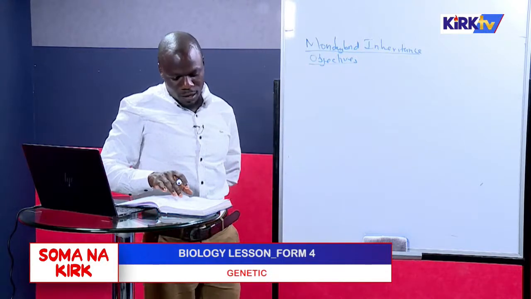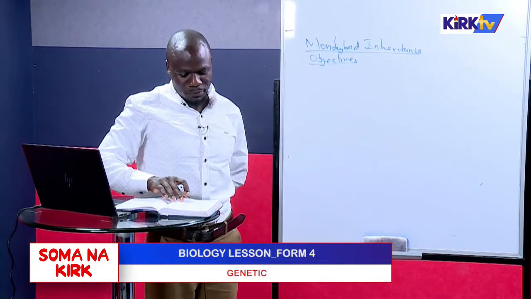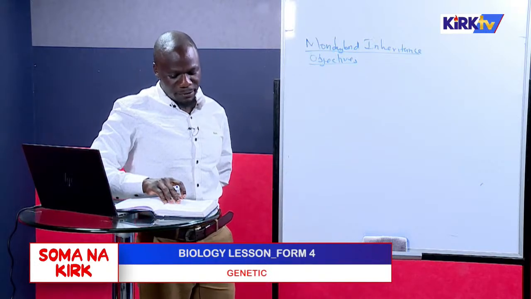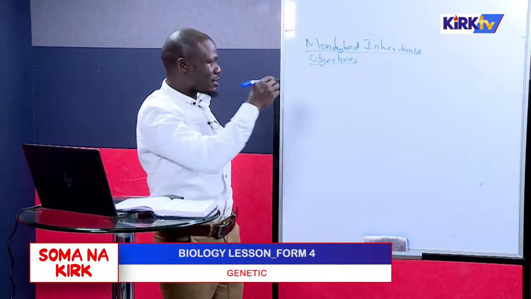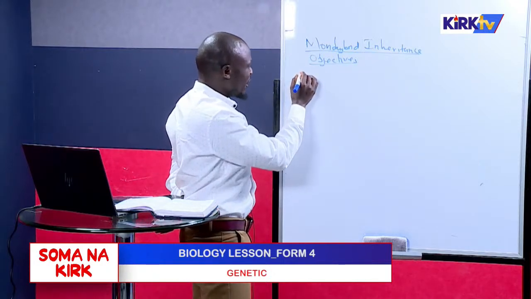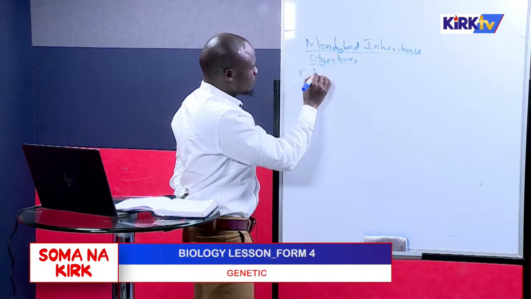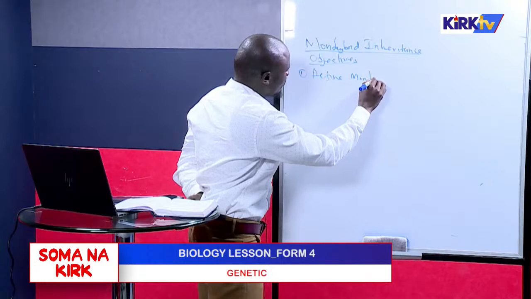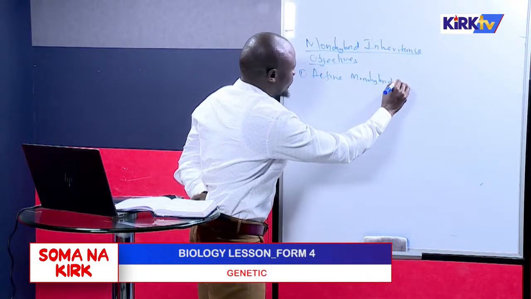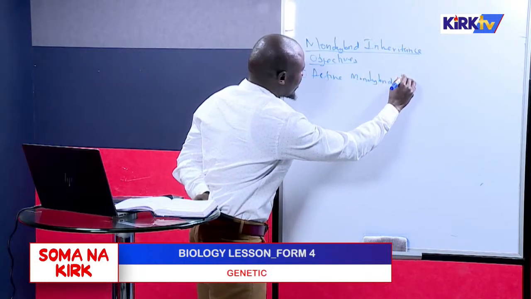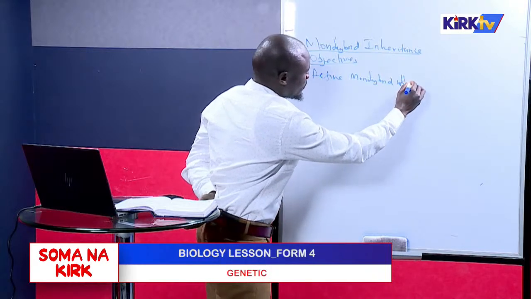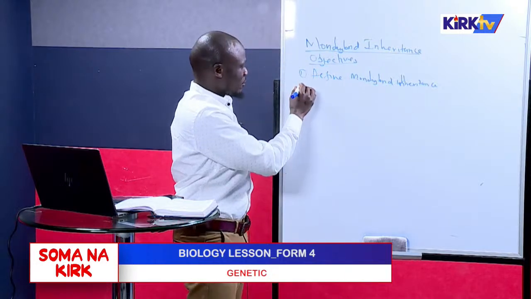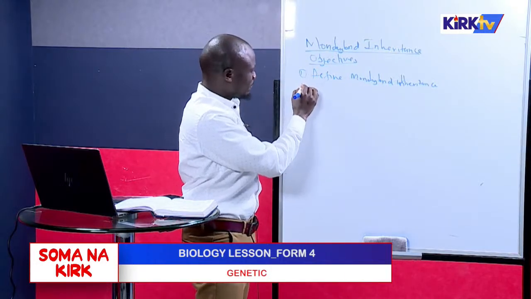One, by the end of this session, the learners should be able to define a monohybrid inheritance. A learner should be able to define monohybrid inheritance. That is the first objective that we need to achieve.